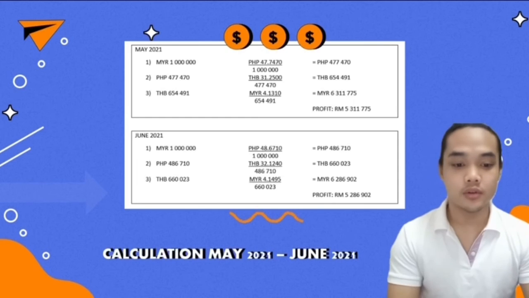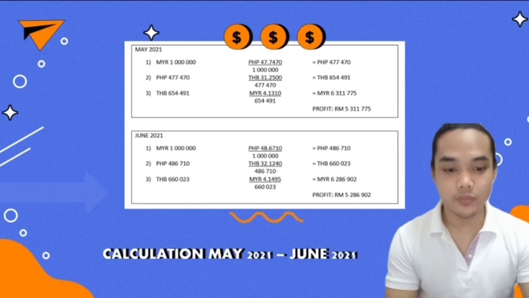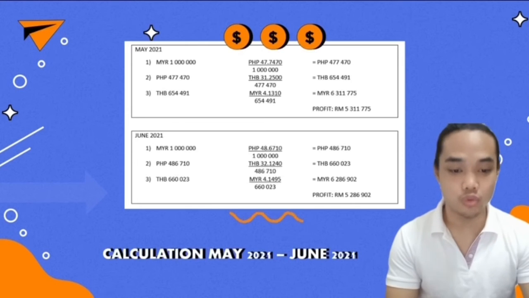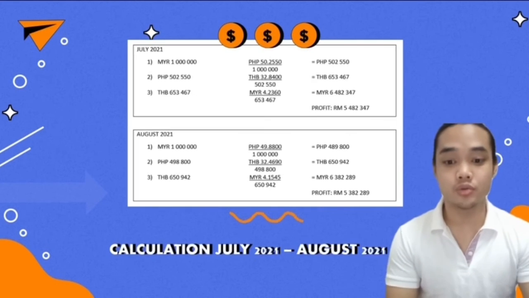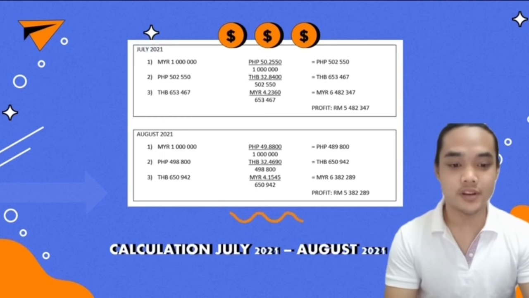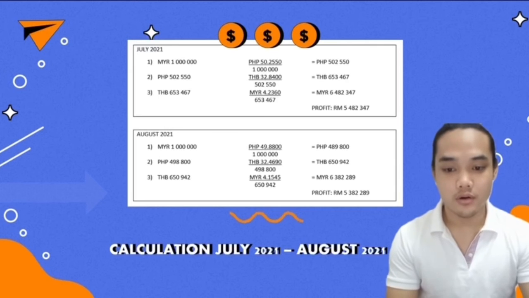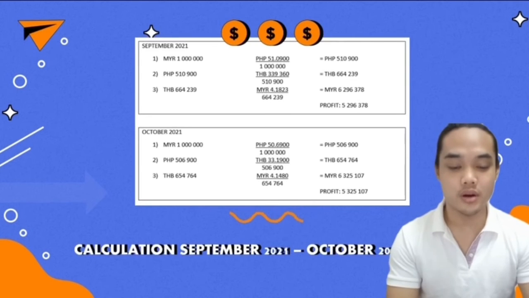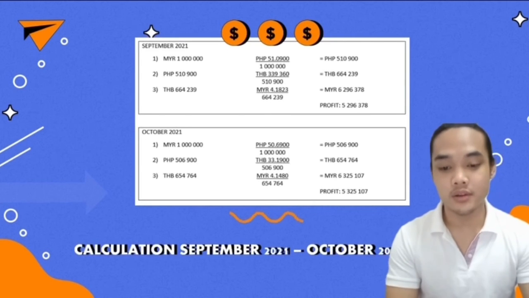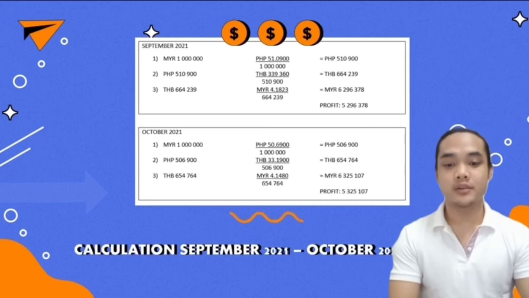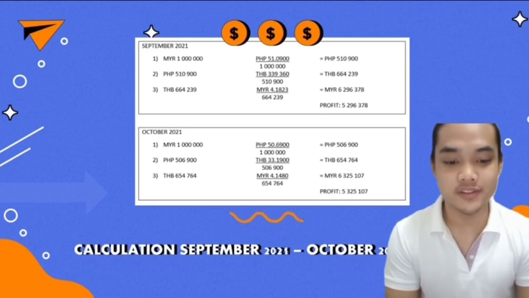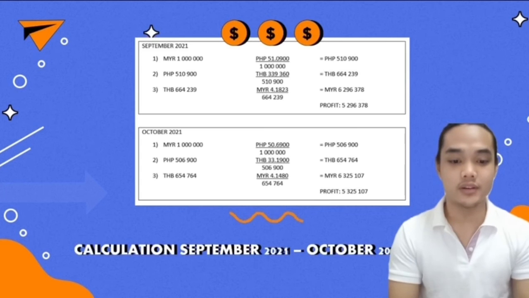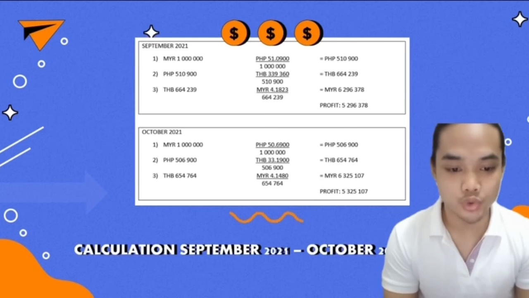In June 2021, our profit is 5.2 million. In July 2021, our profit is 5.4 million. August 2021, our profit is 5.3 million. In September 2021, our profit is 5.2 million. And lastly, the 12th month after we invested in those currency, our profit is 5.3 million.